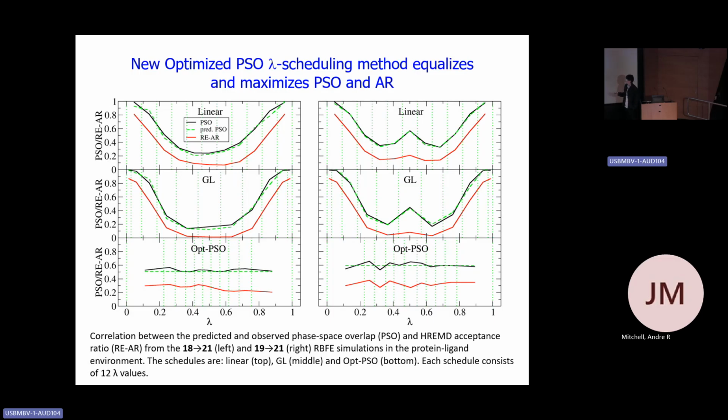Compared to our optimized schedule, first, the overlap and the acceptance ratio are uniform and maximized across the whole lambda windows. Also, this horizontal dotted green line is a prediction from the optimization for the phase space overlap, and actually our production agrees with it very well. It is largely due to the fact that the optimized schedule will put more lambda windows towards the middle, where more sampling effort is needed.